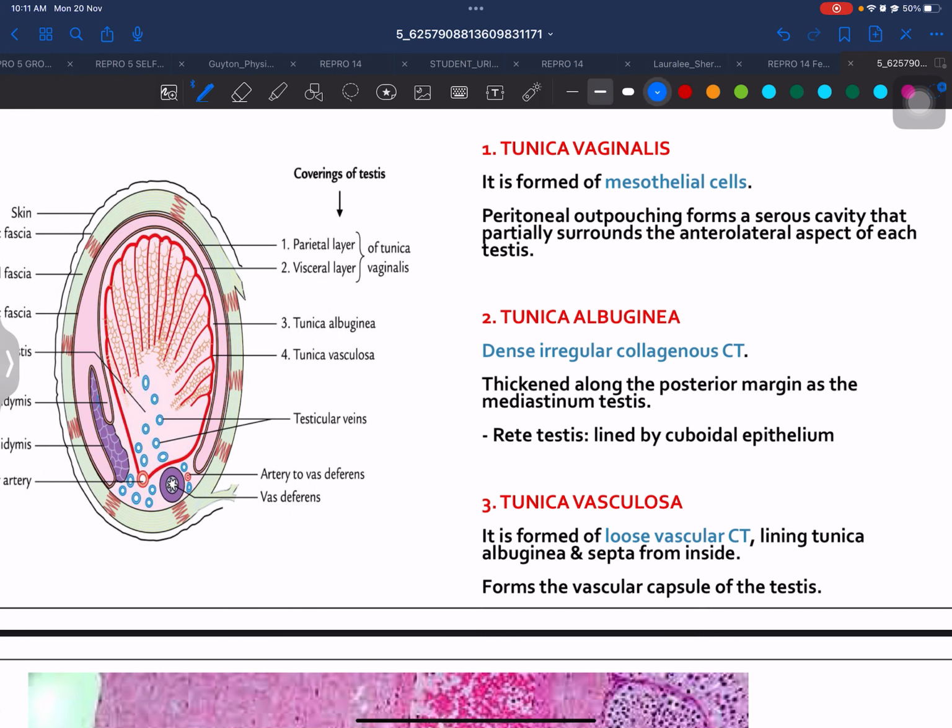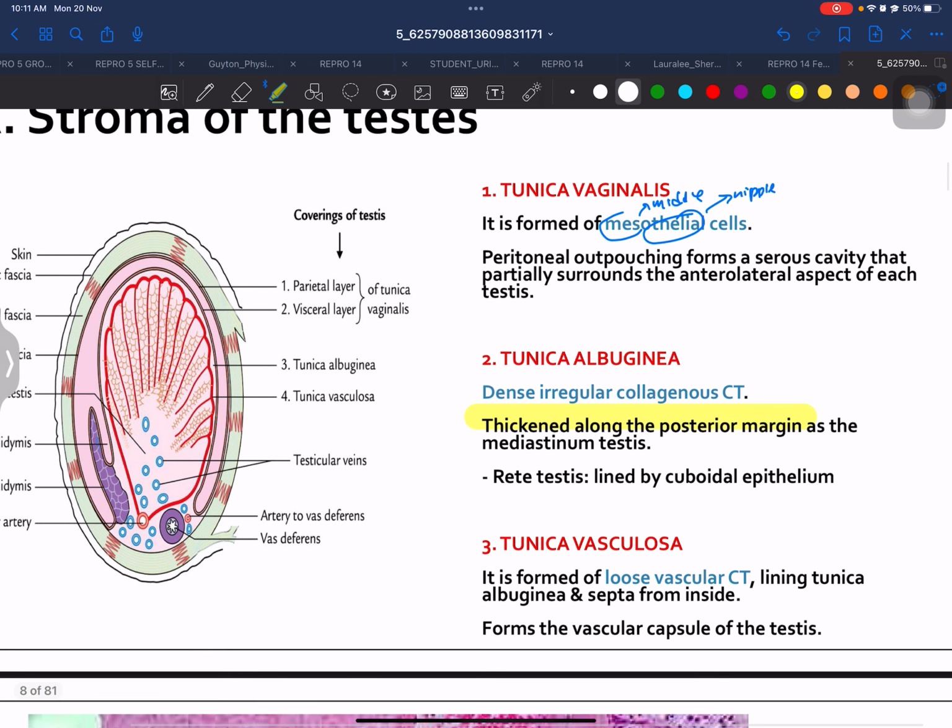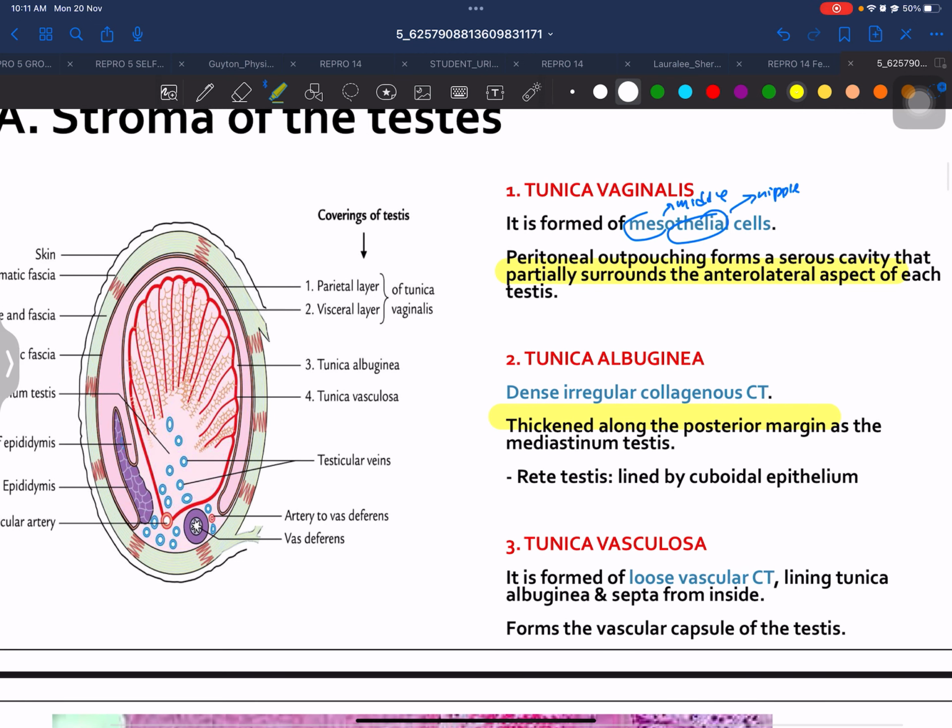Then we have the tunica albuginea. This tunica albuginea is a dense, irregular, collagenous connective tissue. It thickens along the posterior margin of the mediastinum testis here. So it thickens here. These are the tunica albuginea, and it's thickened here.